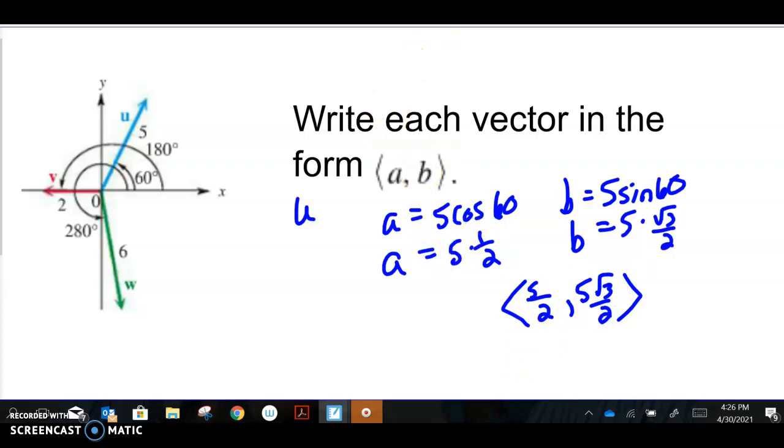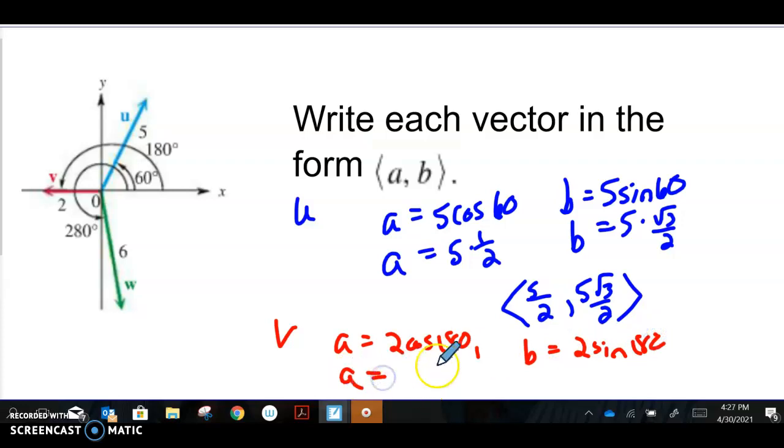What's V? The red one. Vector V, I'd have to know that angle is 180. The magnitude is 2. So a is 2 cosine of 180, and b is 2 sine of 180. The cosine of 180 is -1. The sine of 180 is 0. So this is <-2, 0>. You might be thinking, duh, I can see that the point is (-2, 0). Fine, I'm just showing you that it works.